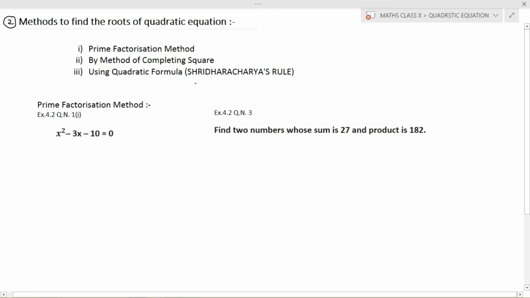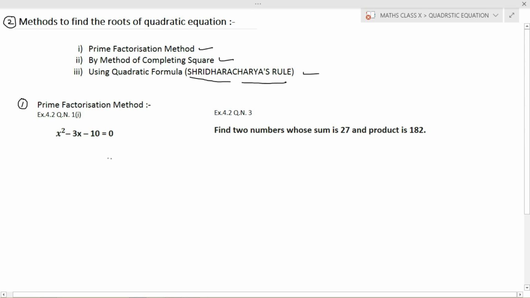Good morning students. Now in this part of the video we are going to discuss how to find the roots of a quadratic equation, the methods of finding the roots of quadratic equations. We have three methods to find the roots of a quadratic equation. First, by the prime factorization method. Second, by the method of completing the square. Third, by using the quadratic formula, and this is also known as the Sridhar-Acharya rule. Here we are discussing the first part, how to solve a quadratic equation using the prime factorization method.